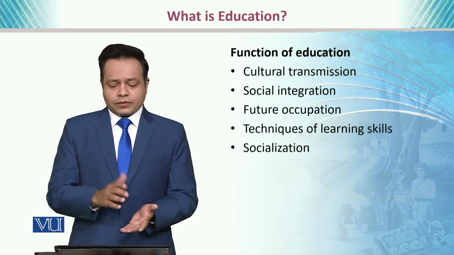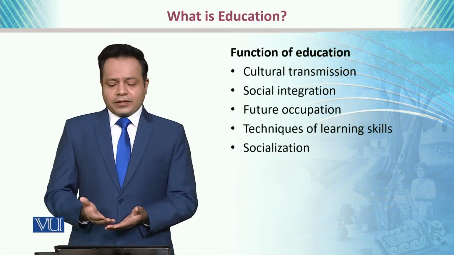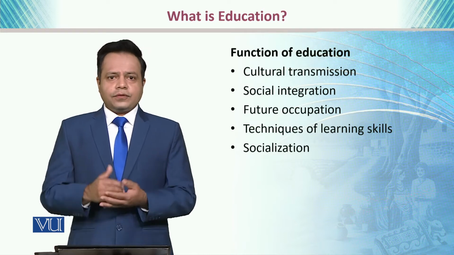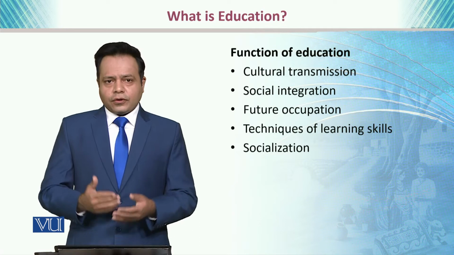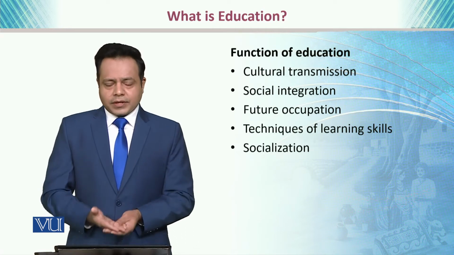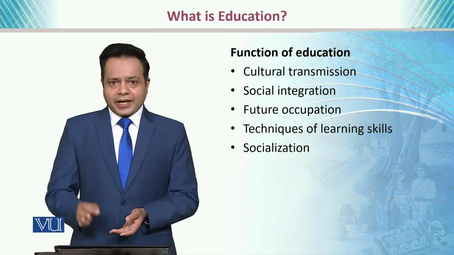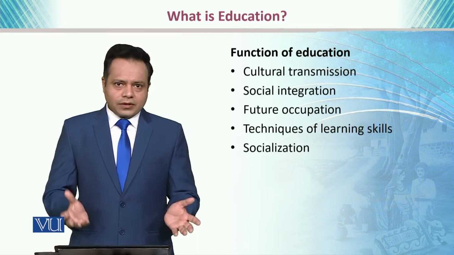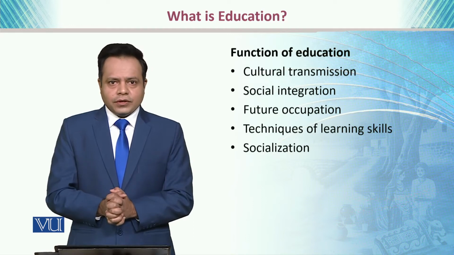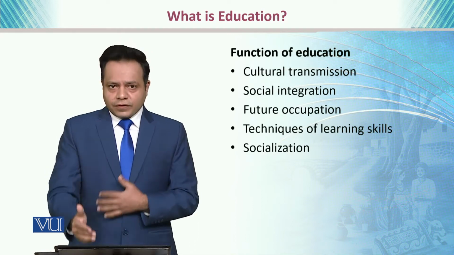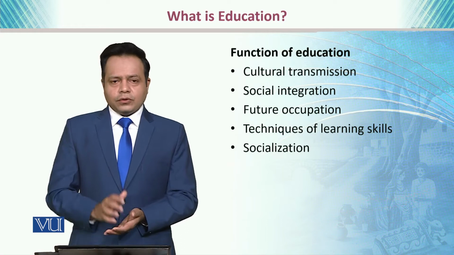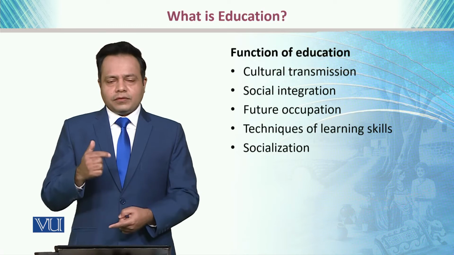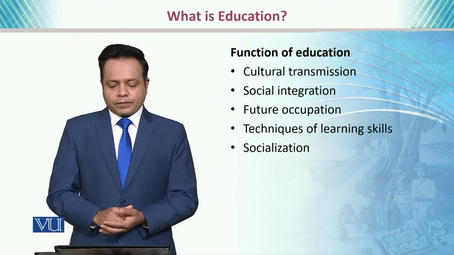Then there are the techniques of learning different skills. In school, you begin not only to communicate, but also to write and to read. These are important skills that you acquire. Imagine if you didn't possess these skills, you wouldn't be able to proceed further in the education system. So these are very important skills that you acquire through formal education.